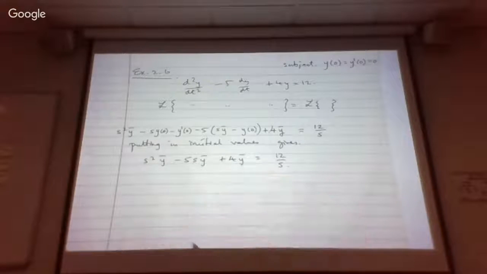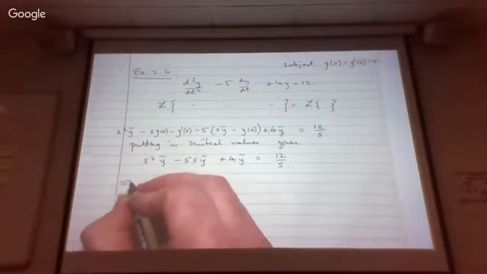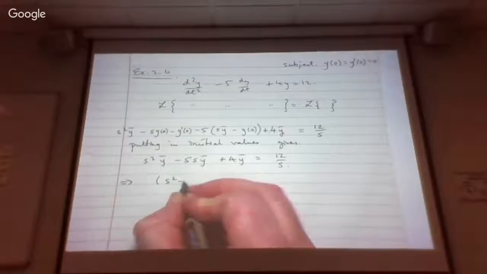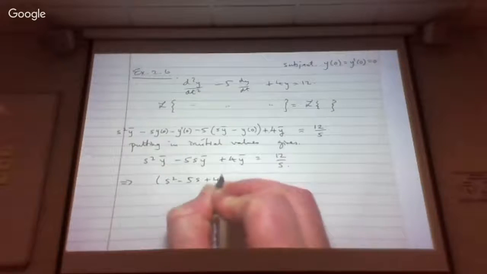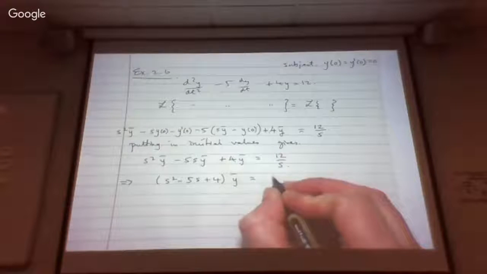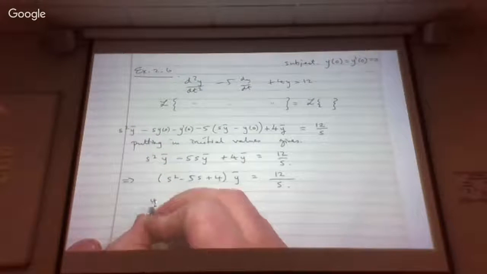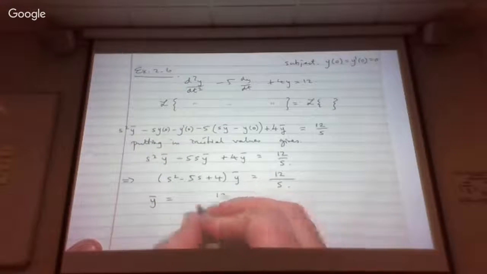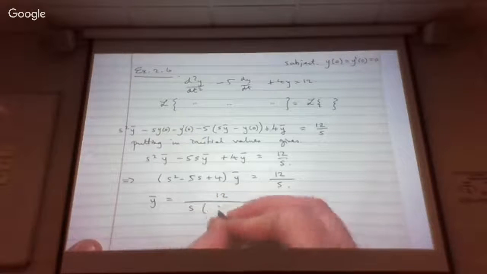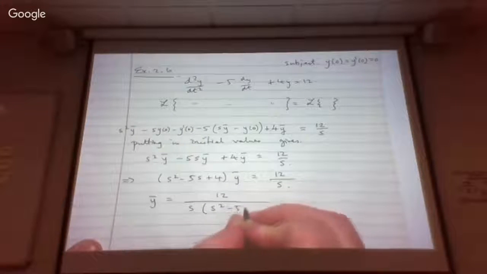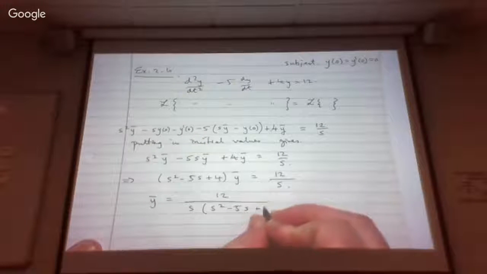So indeed, we can start factorizing out here. That implies that s squared minus 5s plus 4 times y bar equals 12 over s. And now the solution for y bar is kind of staring us in the face there. This is y bar is equal to 12 over s multiplied by s squared minus 5s plus 4.